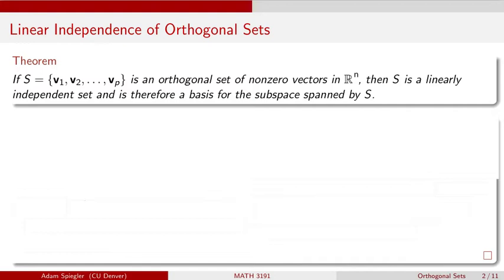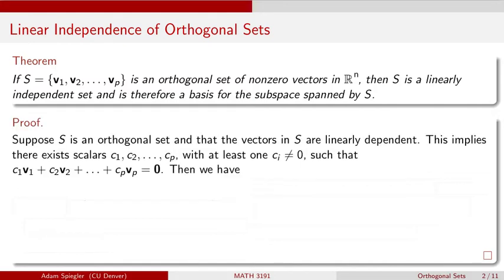So let's take a look at the proof of this theorem. Let's prove this by contradiction. We're going to suppose that S is an orthogonal set and the opposite of what we're trying to show, that the vectors in S are linearly dependent. We'll show that by assuming this, we reach a contradiction, so that our assumption must be incorrect, and therefore the opposite is true, that S has to be linearly independent. But let's first assume S is orthogonal and the vectors in S are linearly dependent.